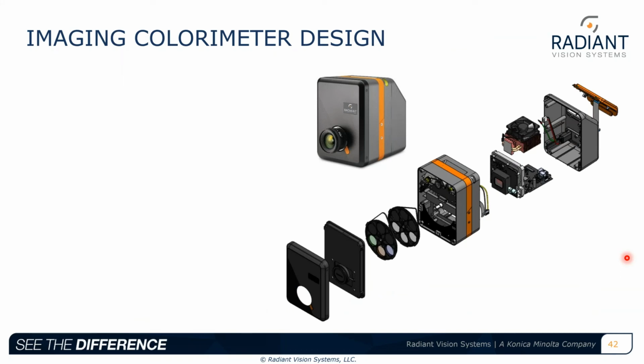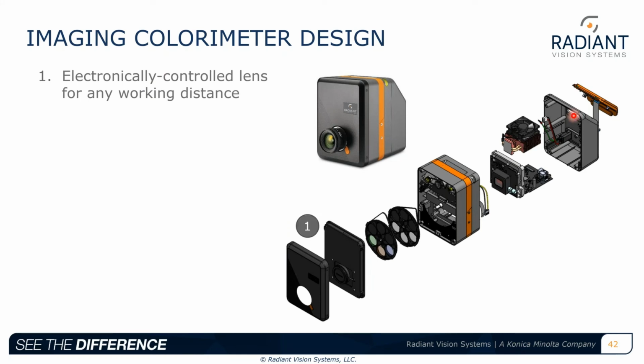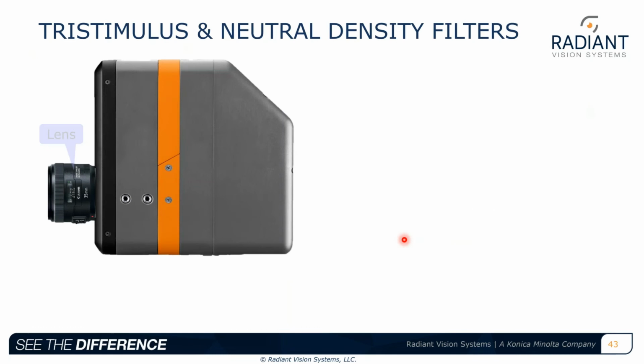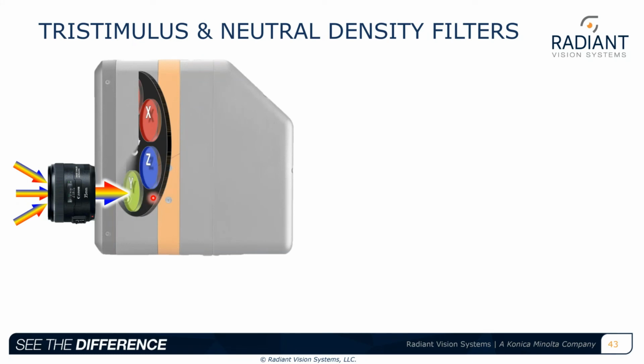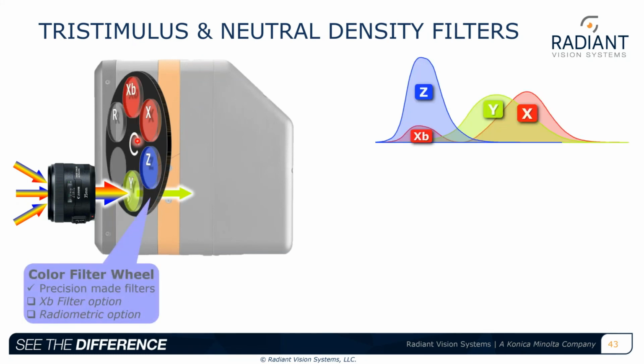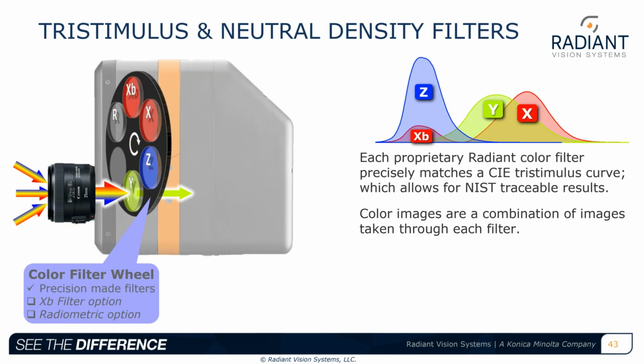So now tying all of this together into a measurement system. With an imaging colorimeter, you can have an electronically controlled lens on the front, and then precision tristimulus filters. What these filters do, and I talked about it a little bit earlier, is we have the light coming into the lens going through, and then we have this filter wheel that rotates. So when you take an image, it actually exposes through each of these 4 filters, and it combines those together to create one image that can give you the CIE color for each individual pixel.